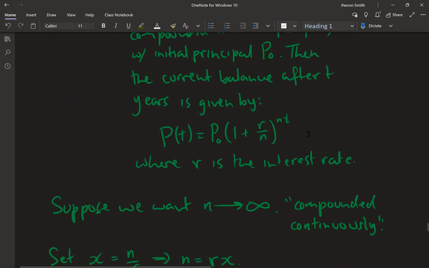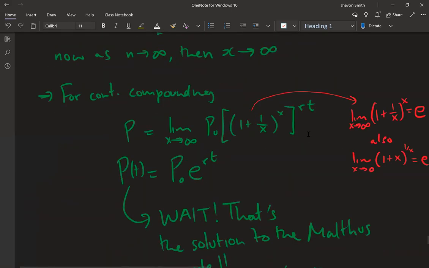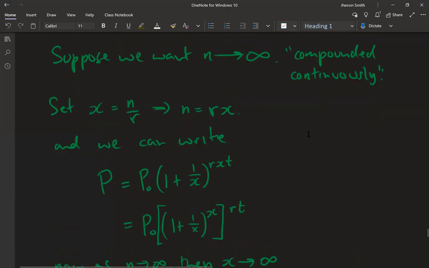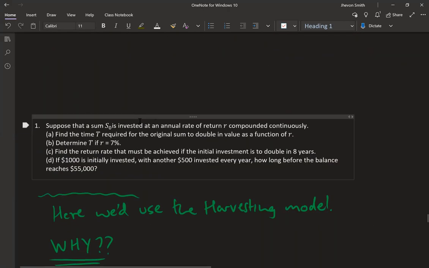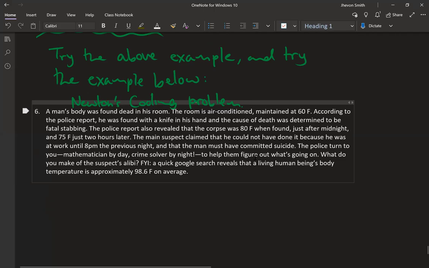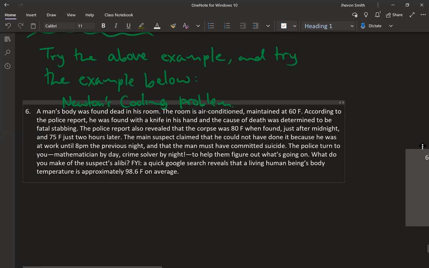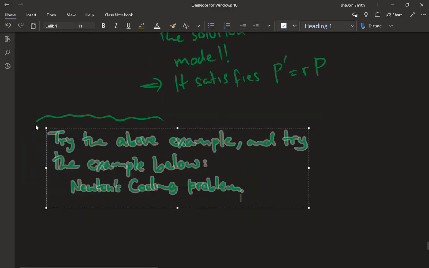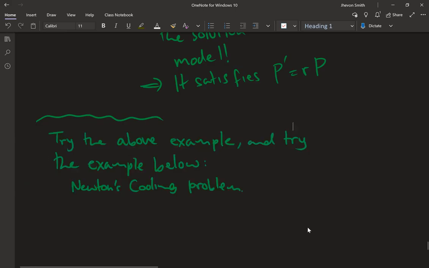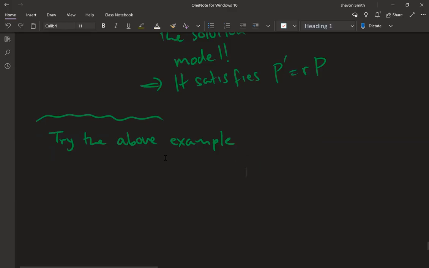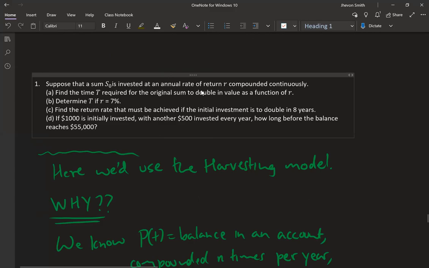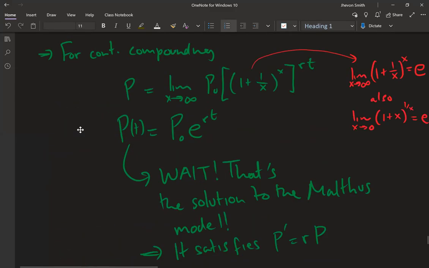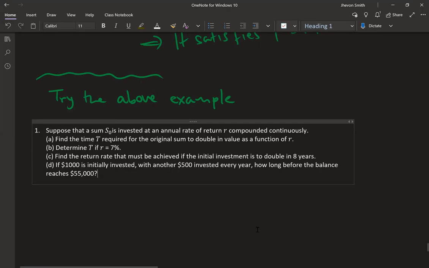We also discovered why, when we were looking at the compounding continuously situation, that this can be modeled by a harvesting model. And then we want to go through and do this example. There was another example I left for you guys to try, so hopefully you actually tried that. We will get to that in a little bit. Let's jump in. We're going to finish up these two examples, and then we're going to move on to a whole other topic. I'm going to teach you about a whole other kind of differential equation, and we're going to learn to solve it together.